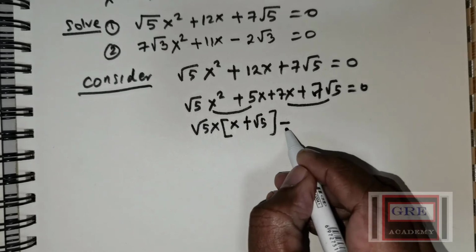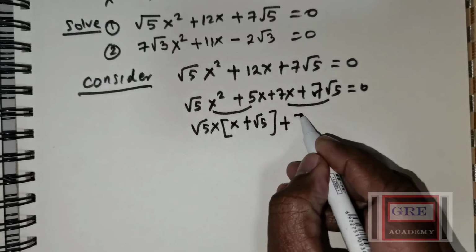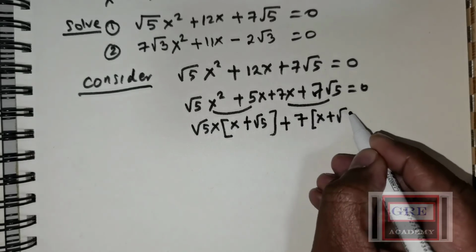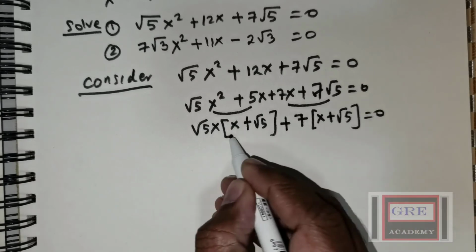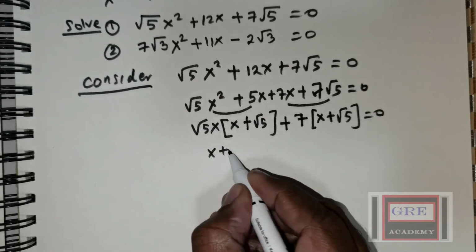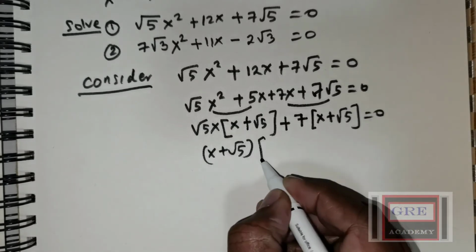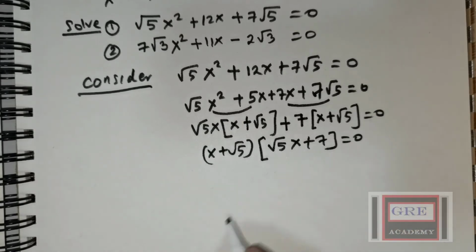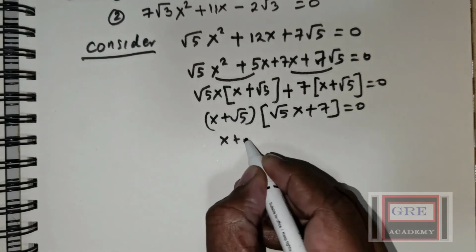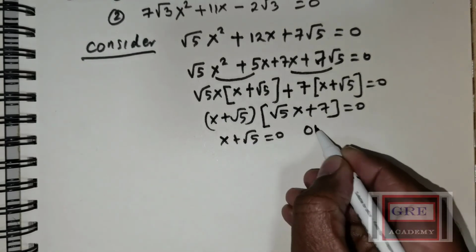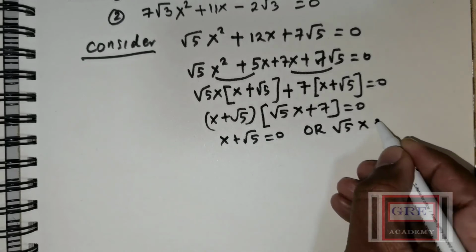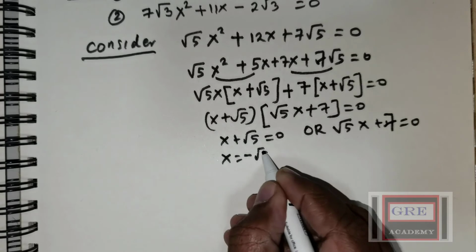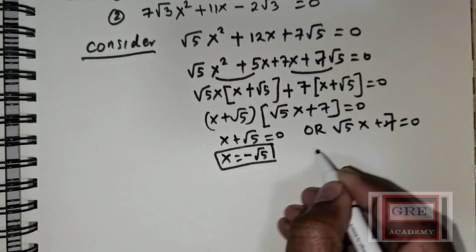Now over here, I'm going to place a positive sign and take 7 out. That would mean I've got x plus root 5 there. So clearly x plus root 5 is a factor. It can be taken out. And that would mean I've got root 5 times x plus 7 is equal to 0. So from here, x plus root 5 is equal to 0, or root 5 times x plus 7 is equal to 0. x is equal to negative root 5. That will become a solution.